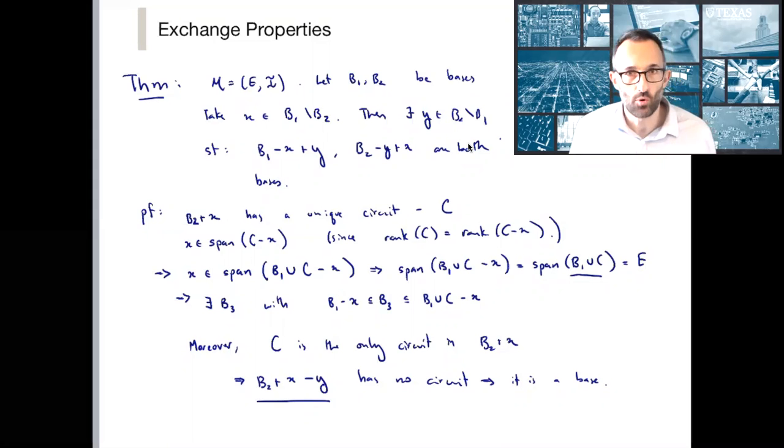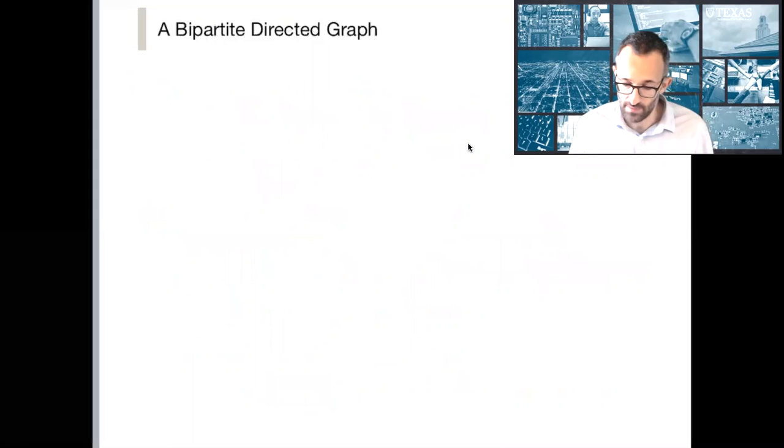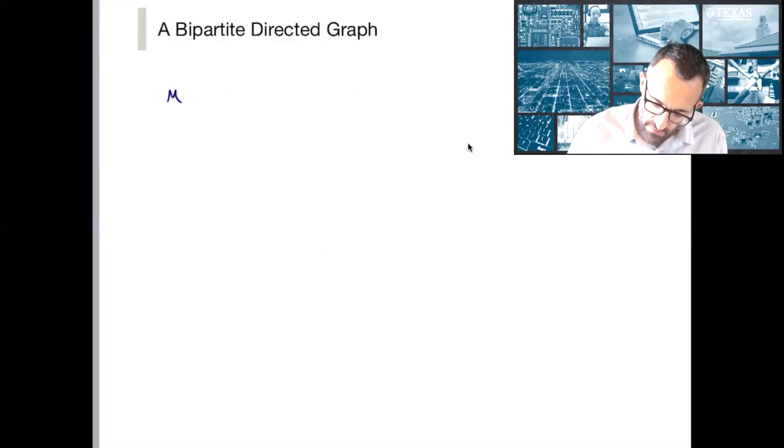So this is an important foundation for what we're going to develop next. And in particular, we need some machinery that is going to be really useful for us. And this is a bipartite graph that we're going to define, a directed bipartite graph. And we can define it for any matroid, again, ground set E and independent system I.